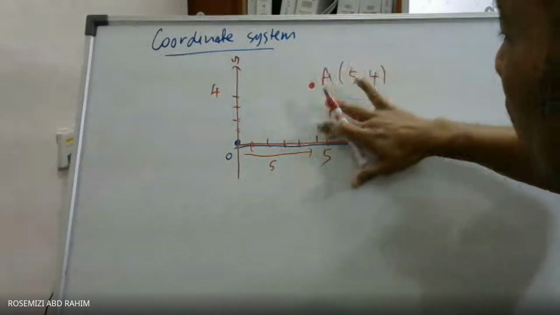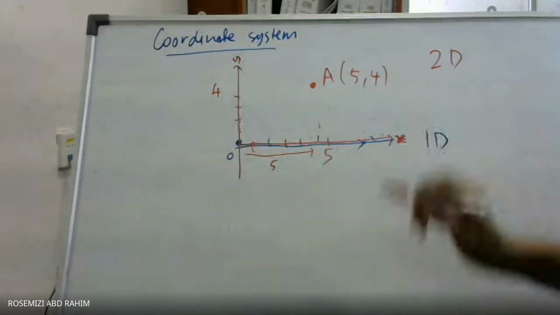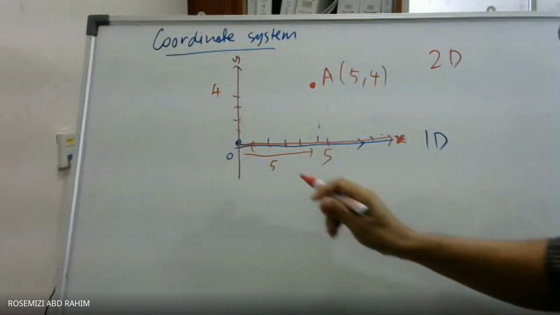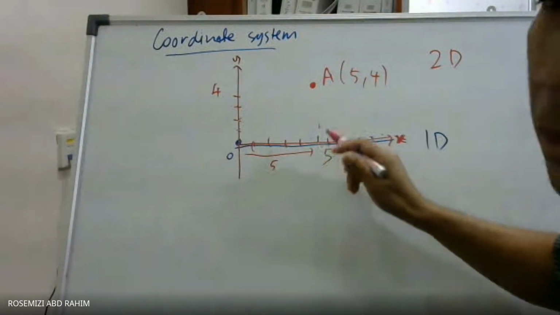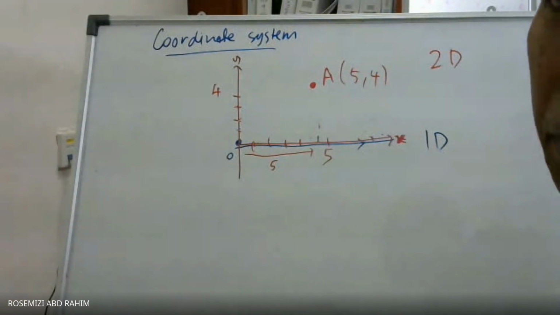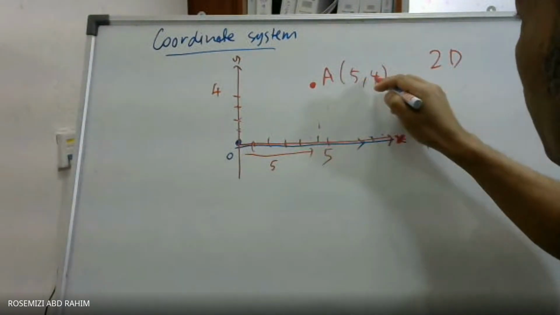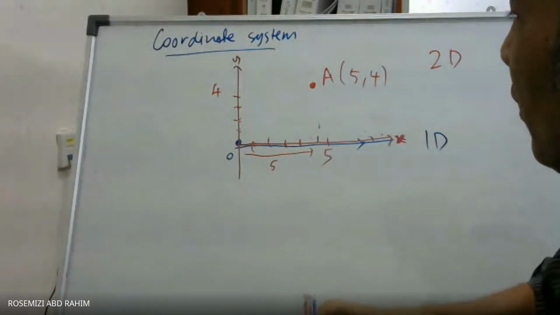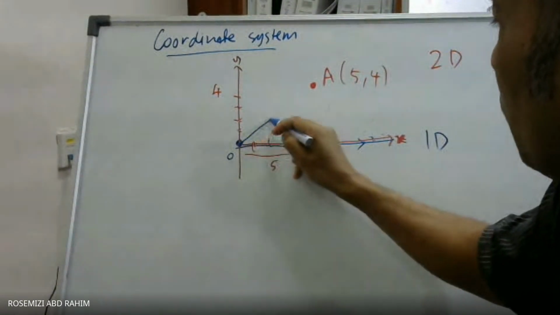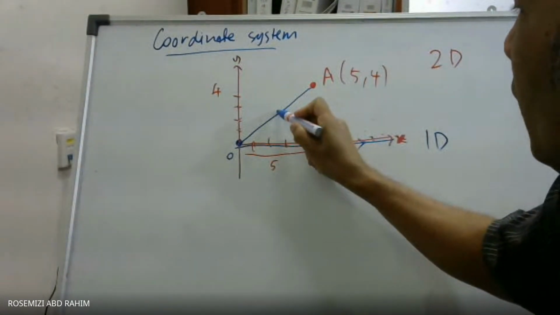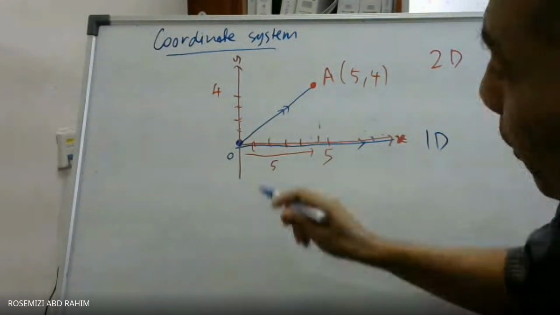Okay, this one we call 2D. 2D system. So the coordinate system. So 5 to the right and 4 to the top. So location for A is 2D. Okay, we can write as 5, 4, or we also can calculate the distance from point 0 to point A. Okay, this distance. How to calculate the distance? By using trigonometry.